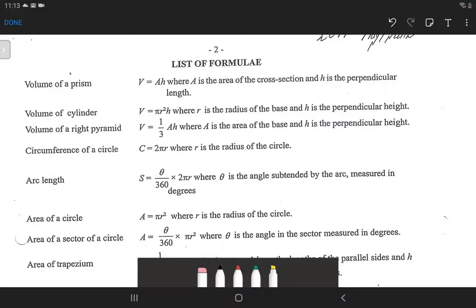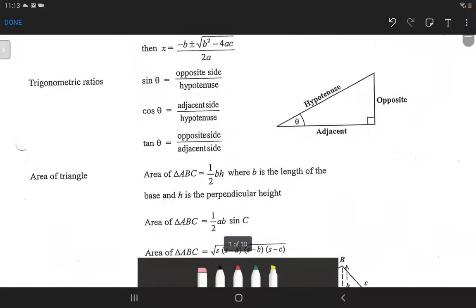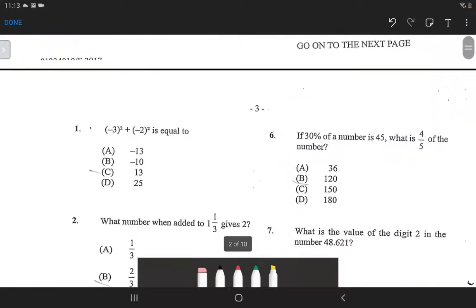Okay, good day everyone. Today we're going to be looking at the 2017 May-June past paper, paper 1. All right, so let's just jump straight into it.